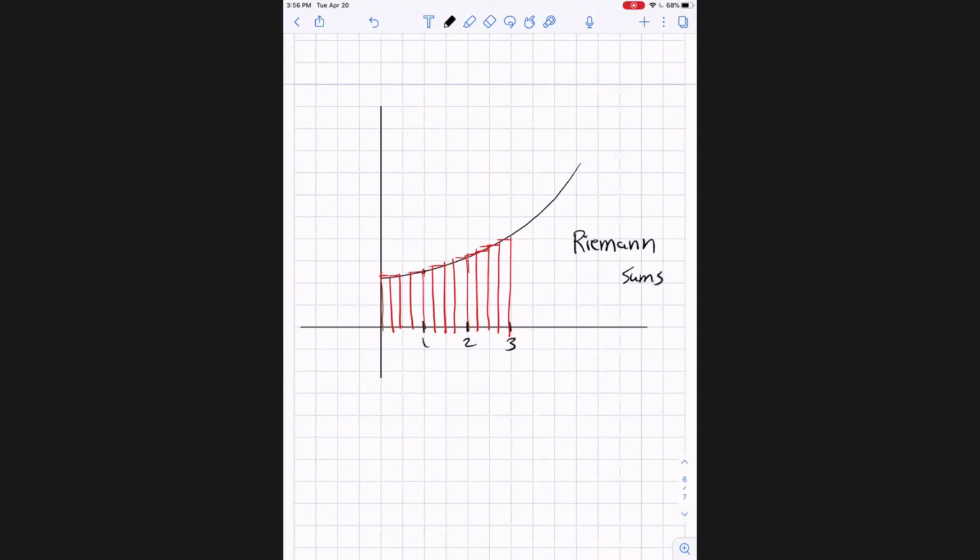It's not pronounced Riemann, it's Riemann. I think that's a German name as well for Madison.